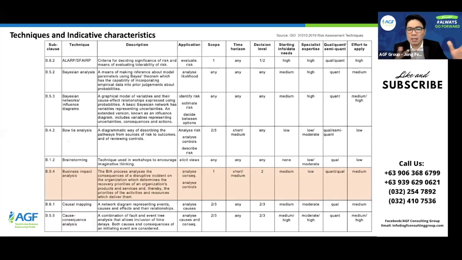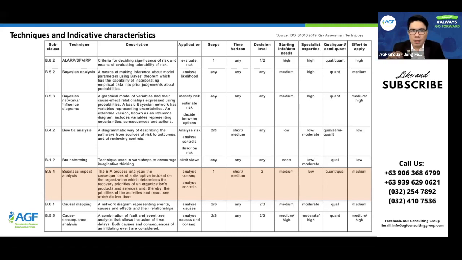The time horizon is not too long, it's short. The decision level is tactical, all right? It doesn't need so much information, maybe just a medium amount of information. Specialist expertise, we don't need longer than maybe three days of training because it's low, and it gives you quantifiable and qualitative data. Effort to apply is medium. Did you get that? So that's how you choose.